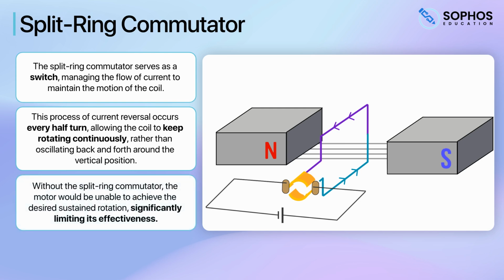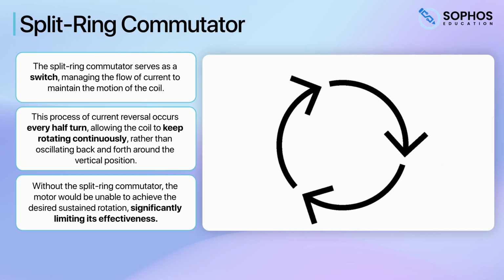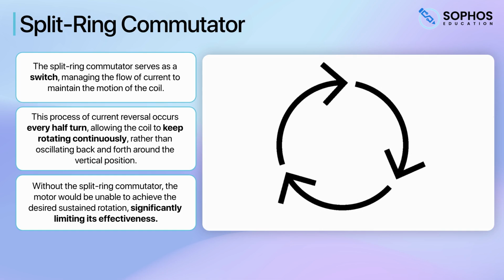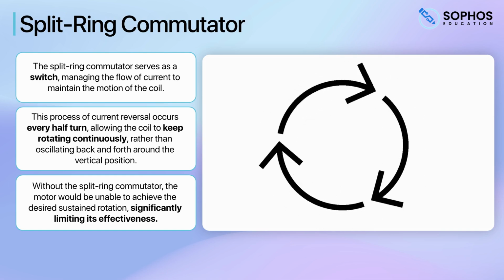Without the split-ring commutator, the motor would be unable to achieve the desired sustained rotation, significantly limiting its effectiveness. The design of the commutator is thus integral to the electric motor's ability to convert electrical energy into continuous mechanical energy efficiently.